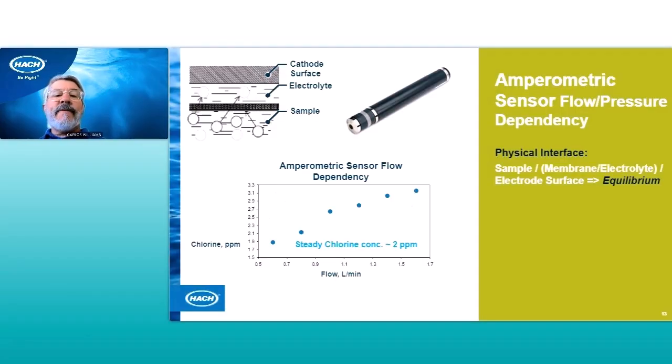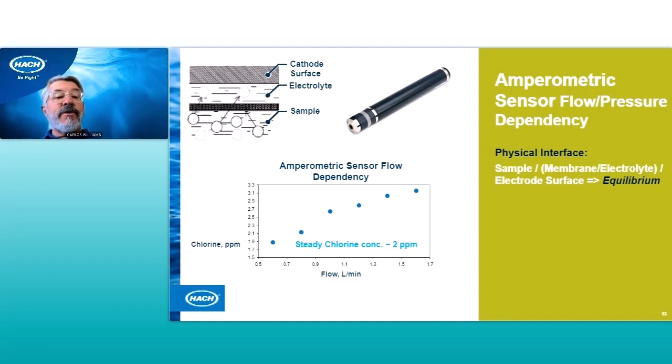We also have to compensate or pay attention to the flow. So here again, we're seeing a graph. Chlorine concentration is on the y-axis, the flow is on the x-axis. As we see a steady increase in flow from about 0.6 liters per minute going all the way up to about 1.76 liters per minute, we have a steady increase in our chlorine concentration.